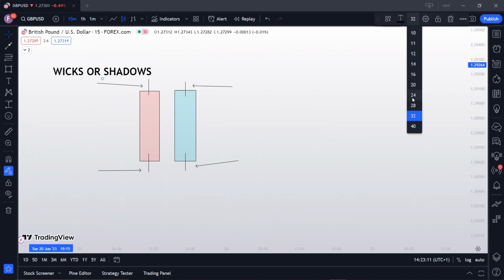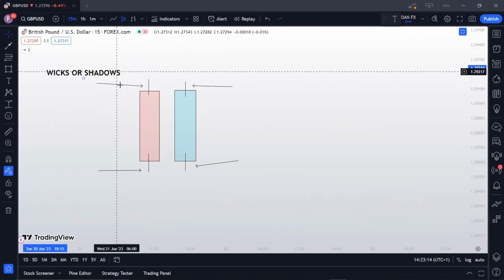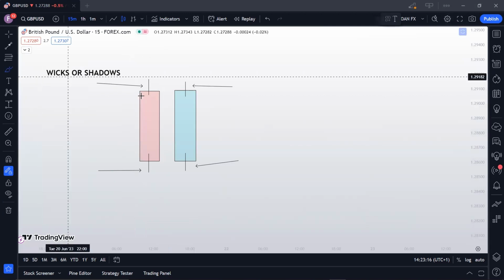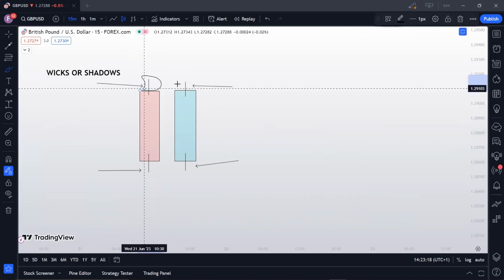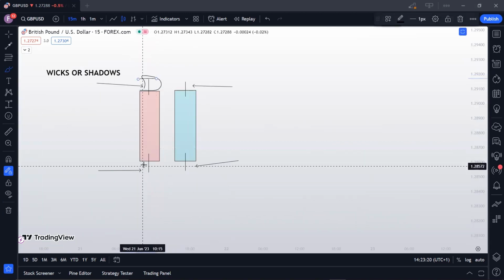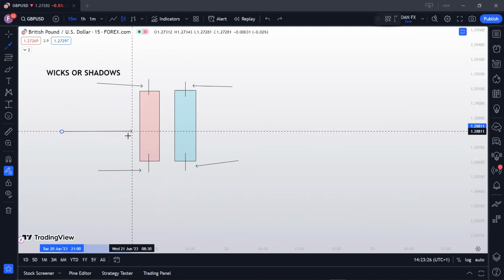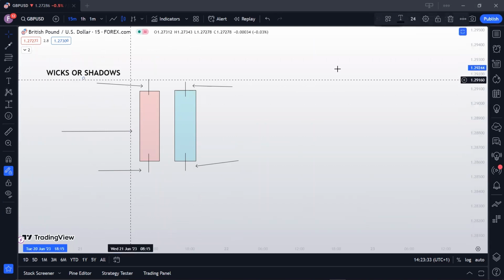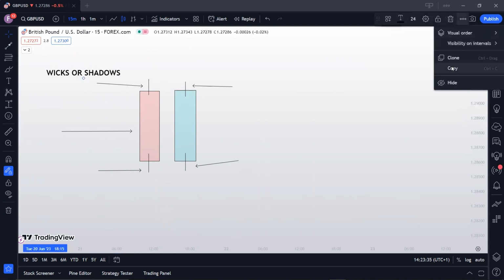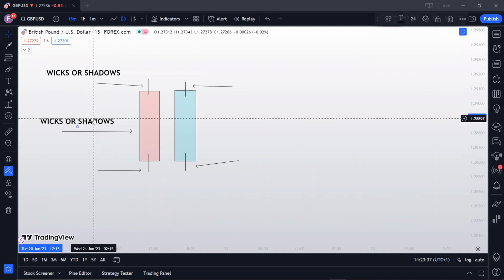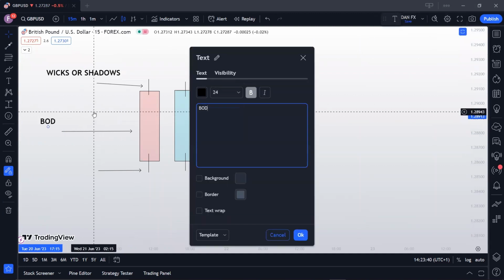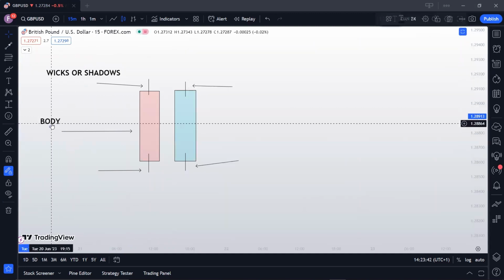What it basically means is, when you see something like this on the candle, it's where price has been. Price went all the way up here. Also, price went all the way down here. And then this is the body of the candle. This big colored box, or colored rectangle, is called the body of the candle. Let me just write it down. So this is called the body.